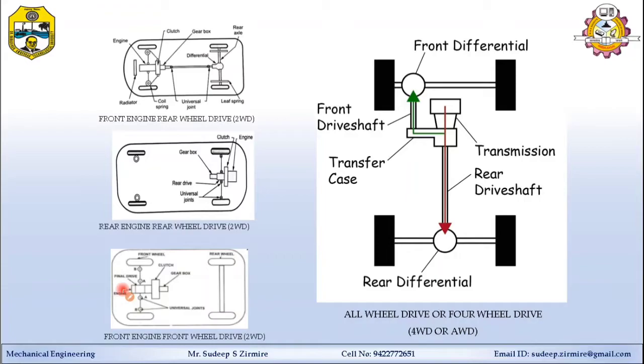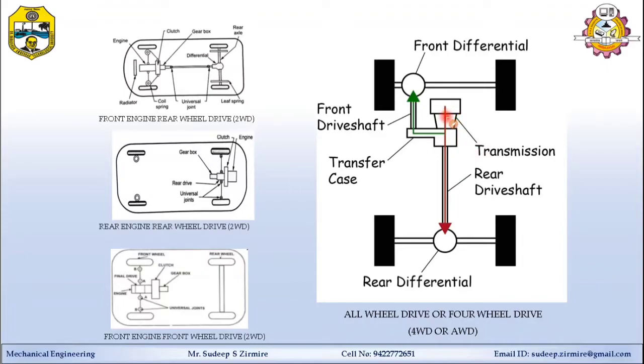And just like the first type of layout, here also there is natural air cooling of the radiator due to the motion of the vehicle. So the power required for cooling is reduced in this type of layout. So these are the advantages and disadvantages of this type of layout. The last layout we are going to learn is called the all-wheel drive or four-wheel drive layout.